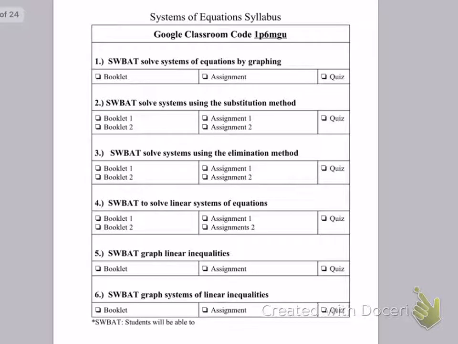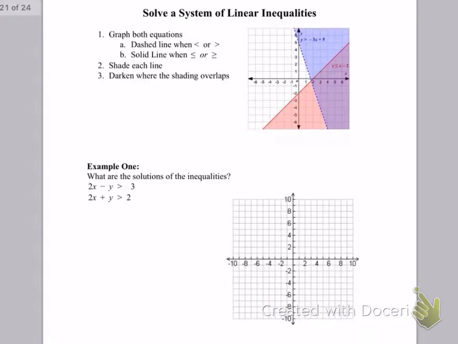It is the last video of this unit, and we are tackling how to graph a system of linear inequalities. That just means you have more than one inequality, you gotta graph them both and see what happens. Alright, so here's the steps. It's very similar to the inequalities one.